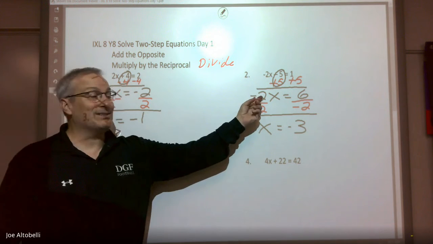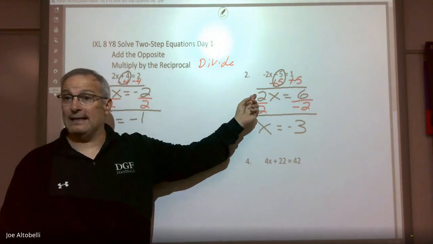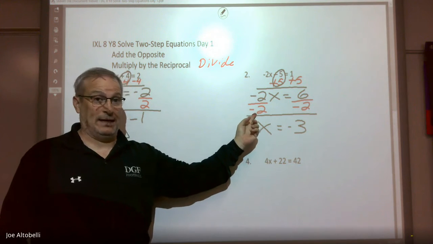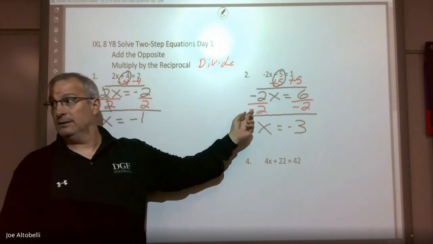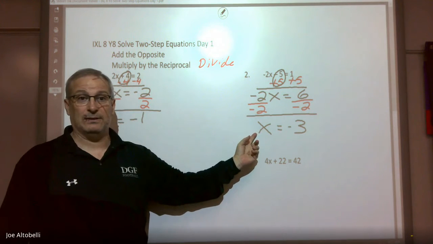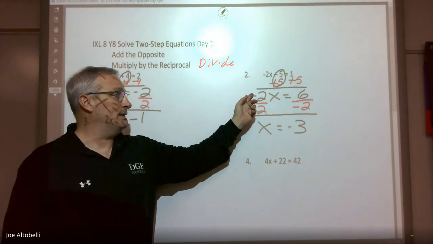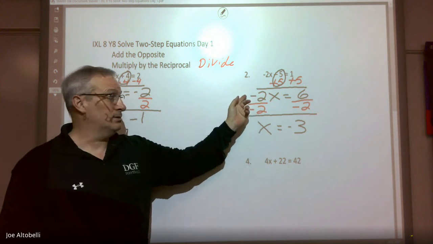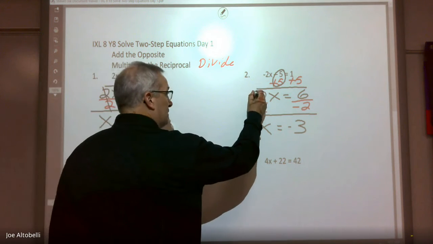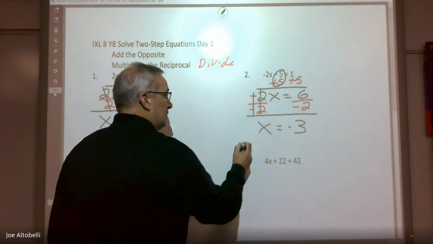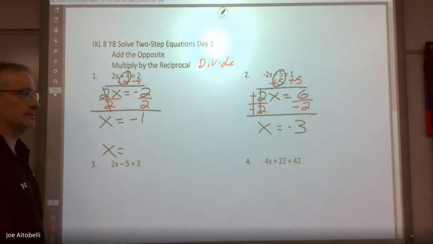Notice, this is a -2. So when I divided, I had to divide by a -2. I can't divide by a +2, okay, because then I'd still have a -x. You have to divide by a negative, so the negatives cancel, right? This cancels here to give me just the x.